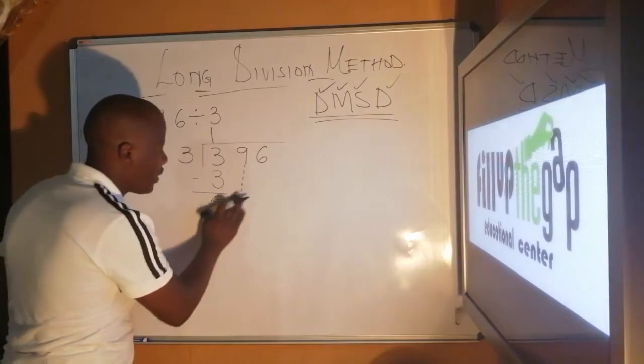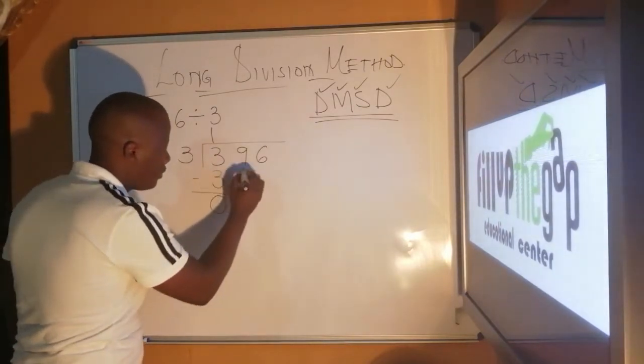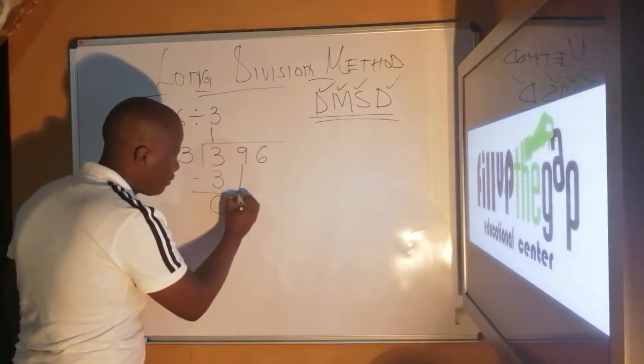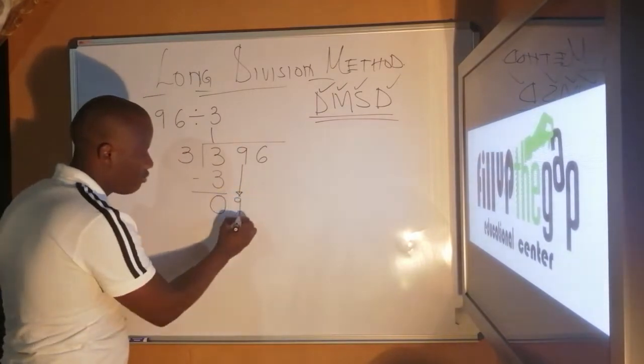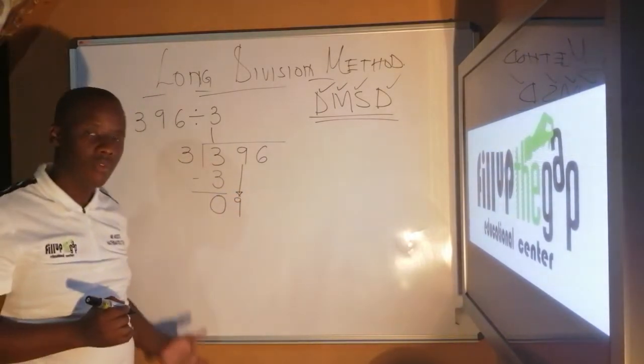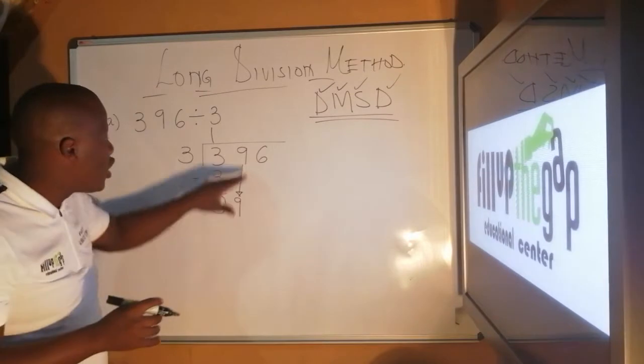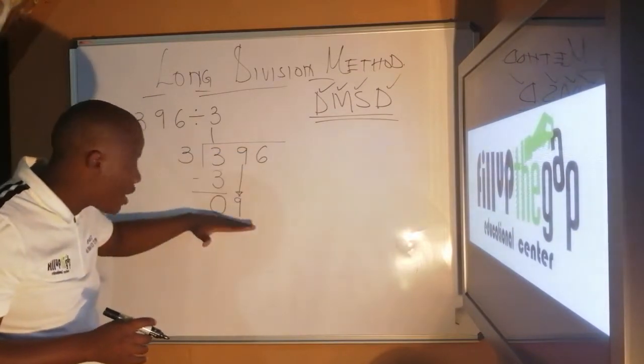Some teachers do it this way. They do it this way, and they put 9 here. It's still the same. Or it's still fine. Then from there, you no longer go that side. You're going to come this side.